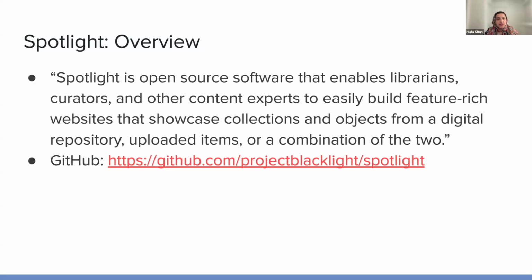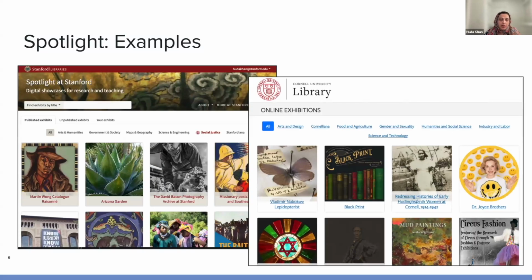And if you go to the next slide, I will admit I did not use alphabetical ordering here. I literally picked the 2 that I knew off the top of my head. So this is Stanford and Cornell, examples of exhibit websites that use Spotlight under the hood. And if there are other examples, which I'm sure there are, please feel free to share them. Or if you really want to talk about one, there'll be time at the end of the presentation if you'd like. So if you go to the next slide.